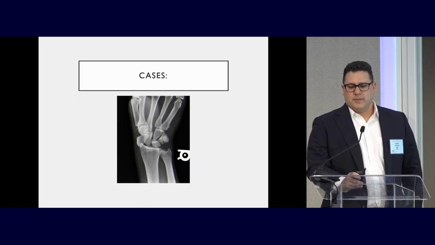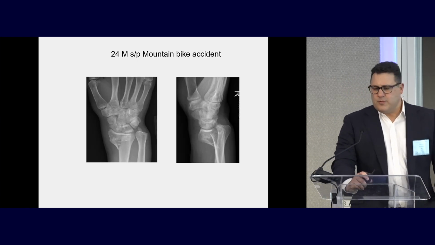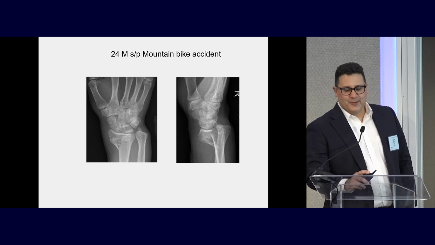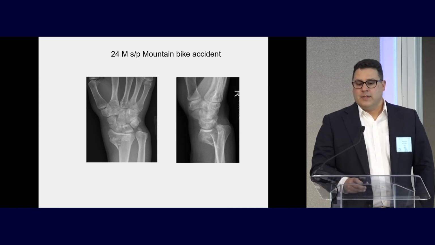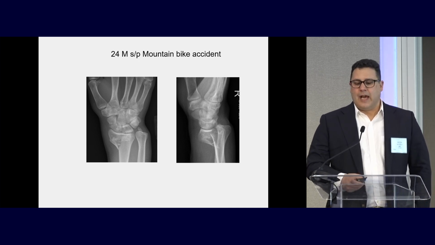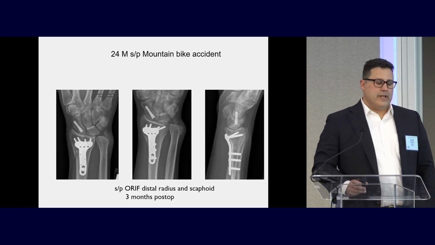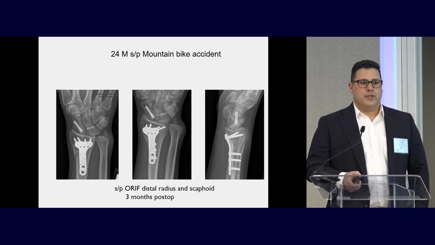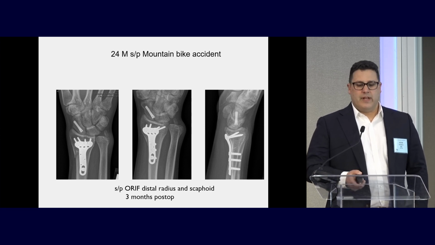All right, so here are some cases. This is a scaphoid dislocation. This is a 24-year-old that I treated in the last year. I really like this case because while immediately your eyes go to the distal radius fracture, you don't want to miss the scaphoid that he has. So he fell off his mountain bike and has this very high energy injury. So I took him to the operating room and I fixed his distal radius with a volar locking plate. And then I actually did a dorsal percutaneous approach and inserted a headless compression screw. And you can see at 3 months, both his distal radius and his scaphoid are healed.